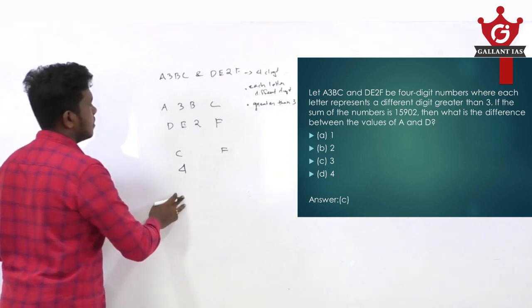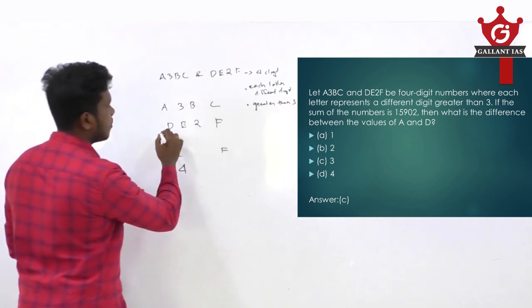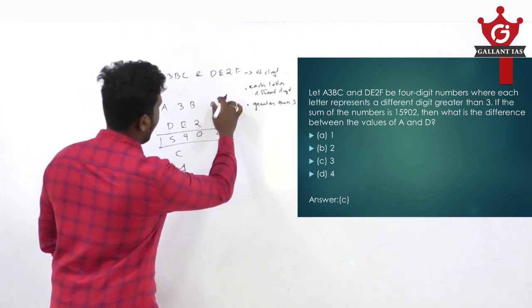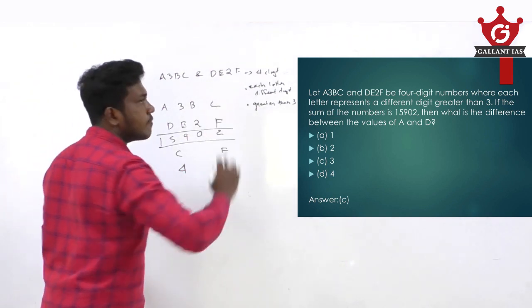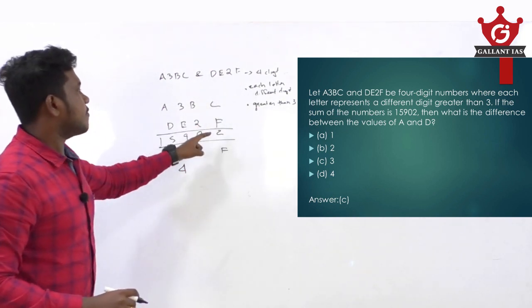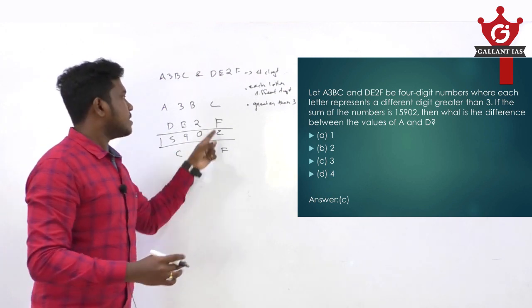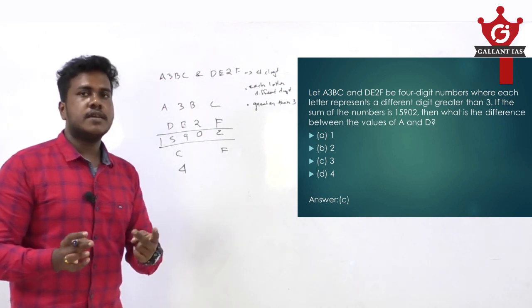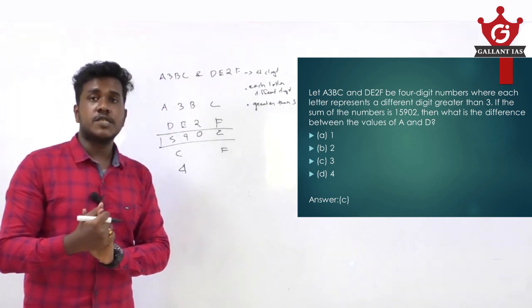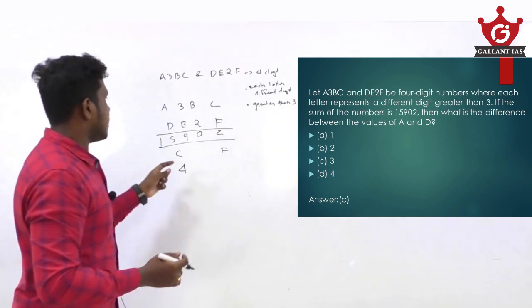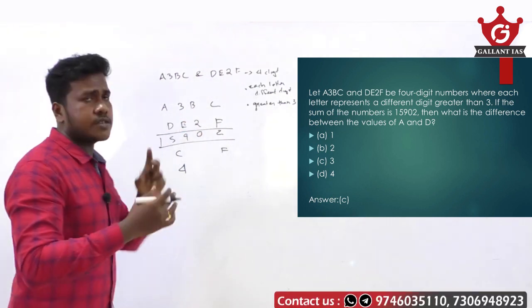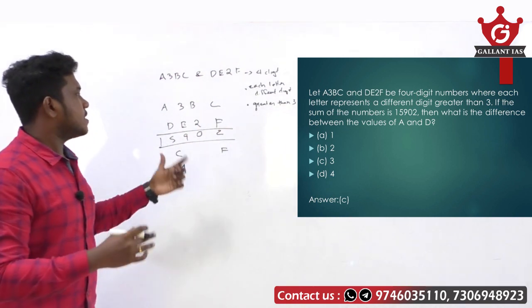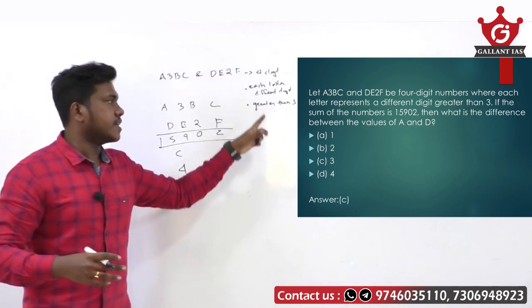Now before that, what they are saying is that the total sum is 15,902. So when you add C and F, you need to get 2 in the ones place. That means when you add C and F, you need to get a 2-digit number whose ones place is 2. Most probably it will be 12, because that is the number possible by the given criterion.